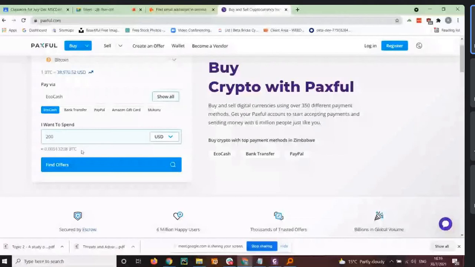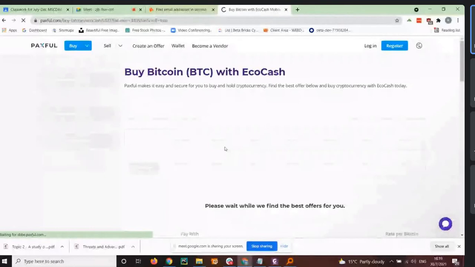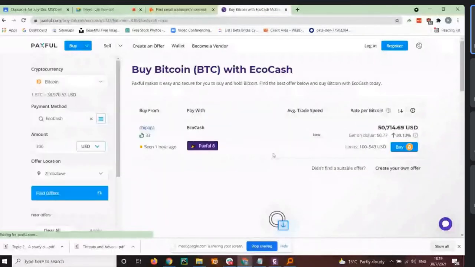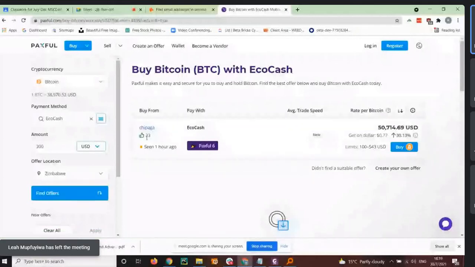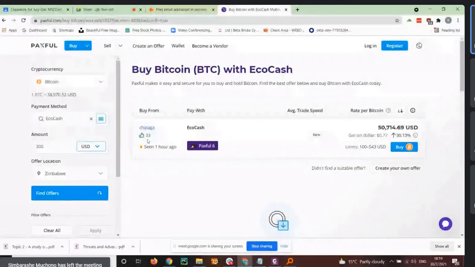What then happens is you'll find a list of people who are looking to either buy or sell cryptocurrency. When you see a thumbs up next to someone, this means this person has quite a good reputation and many people have worked with them before. You can send to them and complete the transaction, and also check what the limits are, which is written in this particular case.